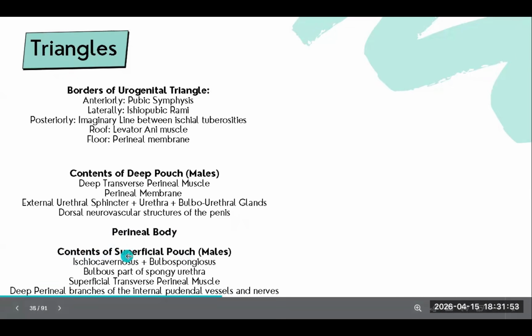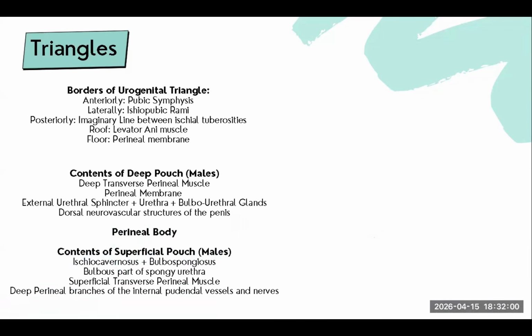Between the deep pouch and the superficial pouch, for both males and females, you're going to find a perineal body. Now, for the contents of the superficial pouch, you have the ischiocavernosus and the bulbospongiosus. You also have the bulbous part of the spongy urethra. You also have the superficial transverse perineal muscle. And finally, you have the deep perineal branches of the internal pudendal vessels and nerves.